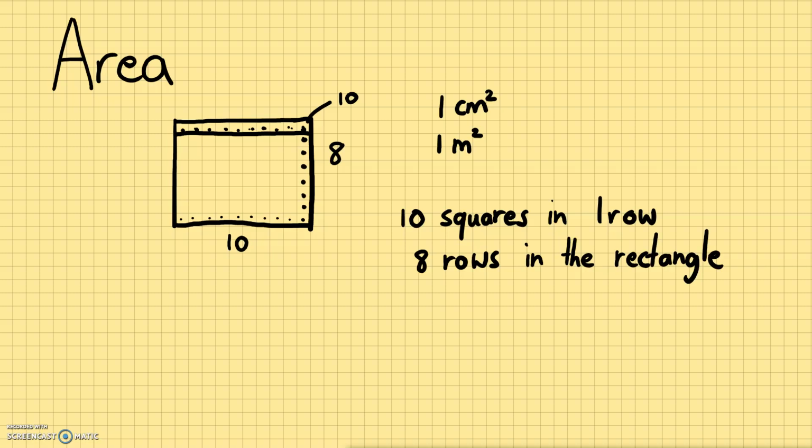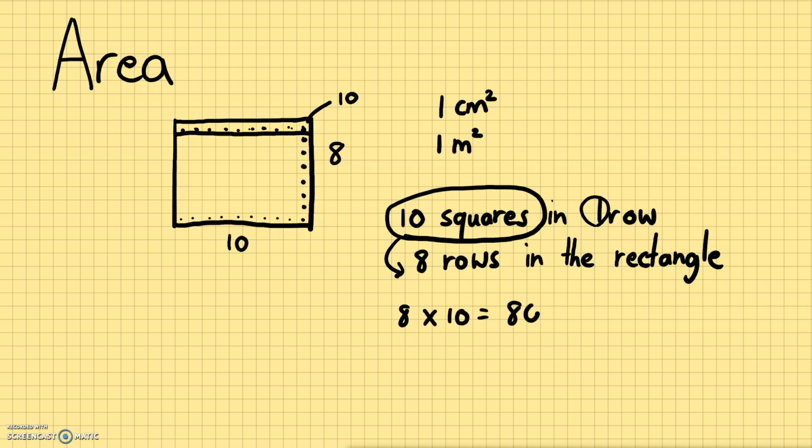Well, we can just use multiplication. One row equals 10 squares. So we can just multiply 10 by 8 because there are 8 rows. So if we do 8 times 10, of course we get 80. So that means there's going to be 80 squares inside this rectangle. And if you actually take the time to count each of the squares inside the rectangle, you'll see that there are in fact 80 squares inside that rectangle.